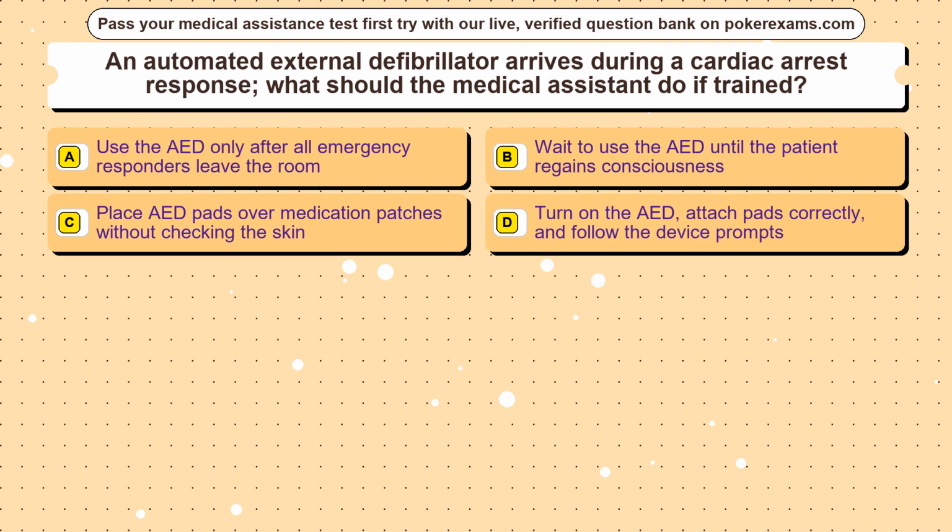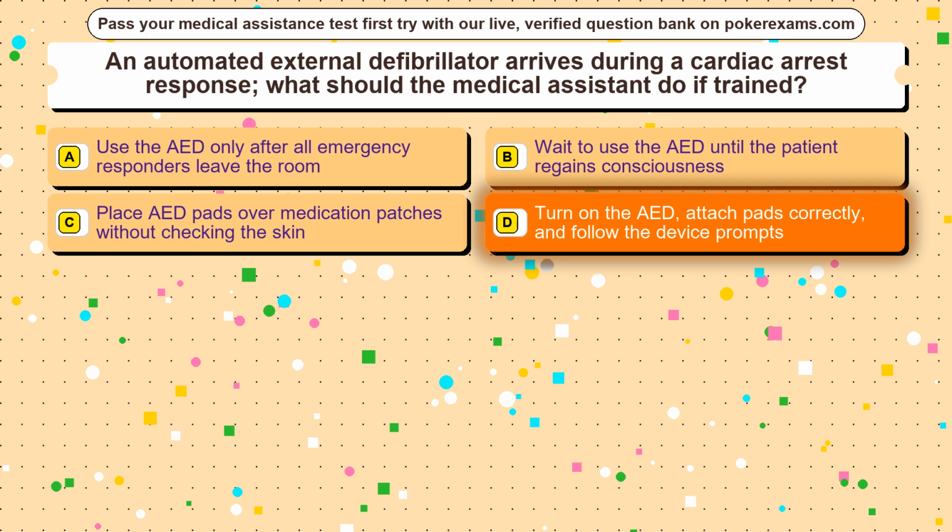Question 18. An automated external defibrillator arrives during a cardiac arrest response. What should the medical assistant do if trained? Option A, use the AED only after all emergency responders leave the room. Option B, wait to use the AED until the patient regains consciousness. Option C, place AED pads over medication patches without checking the skin. Option D, turn on the AED, attach pads correctly, and follow the device prompts.